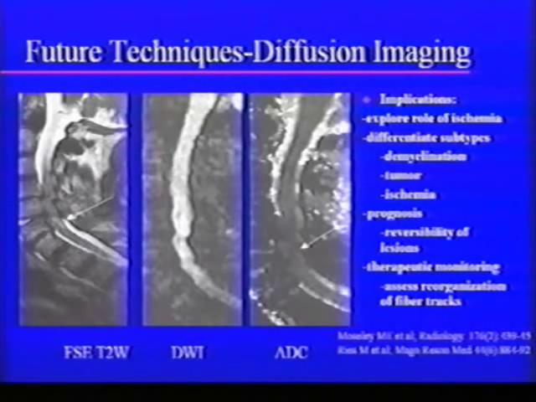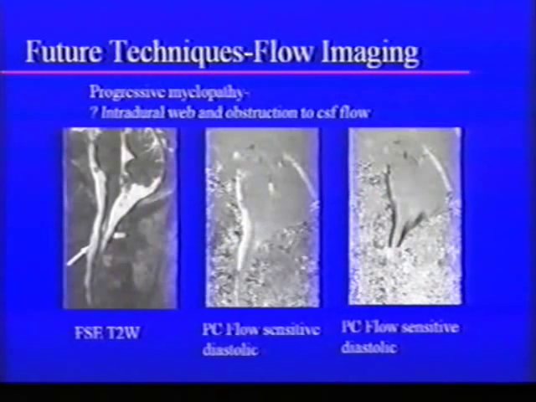Why would that be helpful? Well, one, I think we'll be able to perhaps begin to differentiate subtypes of transverse myelitis, tumor, demyelination, ischemia. I think it'll help with prognosis, perhaps. In the brain, when we detect ischemia, we can tell when we use diffusion if it's going to get better or not. And lastly, therapeutic monitoring. If you can see those fiber tracks maybe start to reorient as you treat a patient, that also might help guide you. Again, a little bit of conjecture, but I think perhaps.